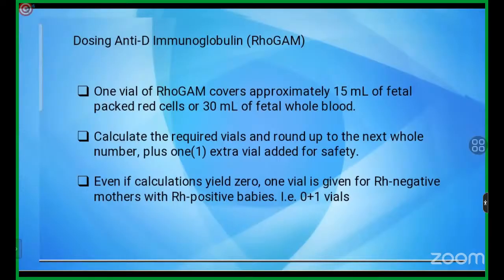Calculate the required vials and round up to the next whole number. So if you got 3.1 or 3.3, you have to round it to 3. If you got 3.6, then you have to round it to 4. So that's what we mean. And we must add 1 vial for safety.